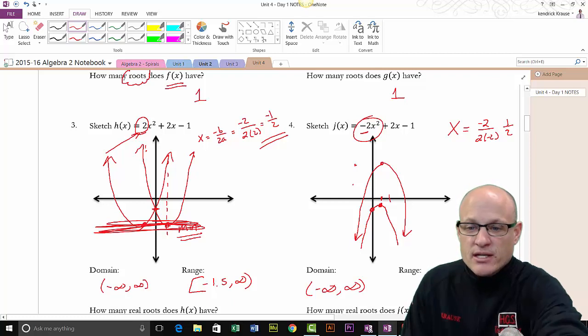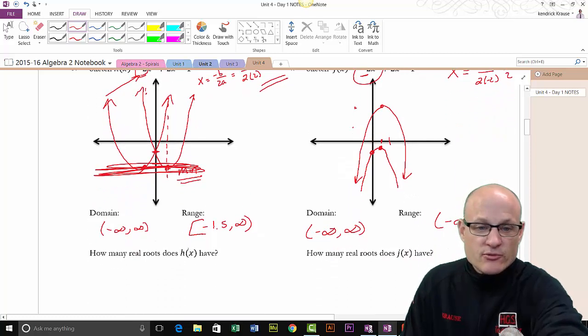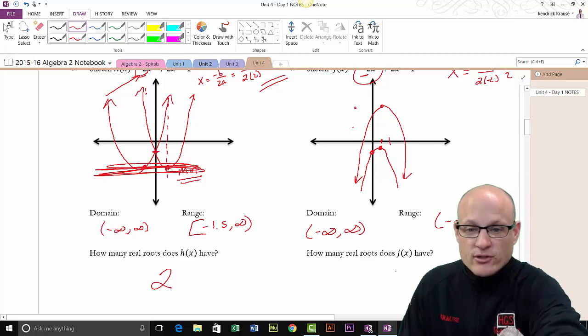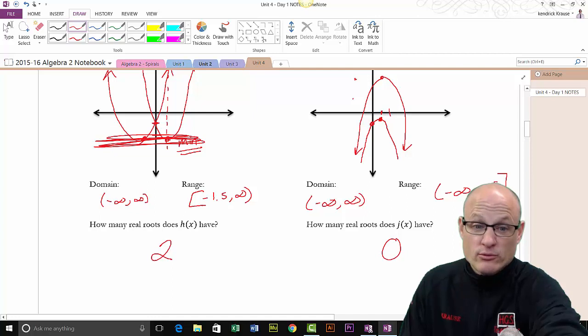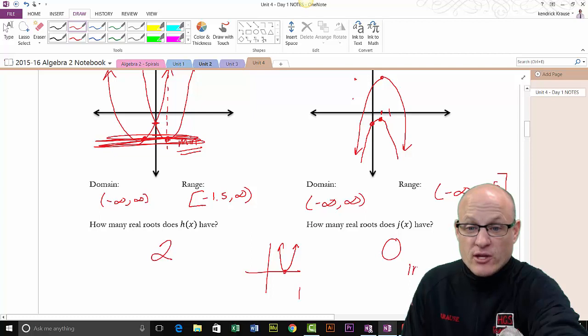Including that. Now, how many roots does this one have? This one has 2, and this one has 0. The only other thing you can have with roots with a parabolic curve or quadratic is 1 root. Remember, if it hits the root once, it's a perfect square trinomial, it'll hit just once. So you can either have 2, 1, or 0, and these, of course, then would be imaginary roots, correct?